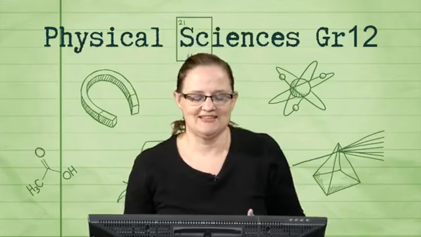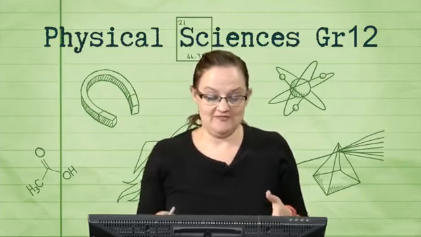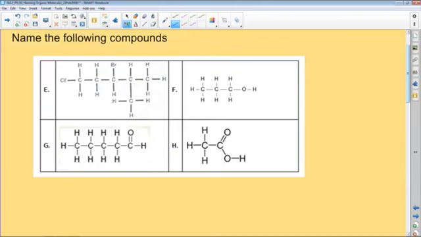All right, grade 12s, let's see how you've done. And actually, out of these four that we've got left here, E is probably the most difficult that you've got to look at. So now we look at E and we go, okay, we've got to find the longest chain. It's got to have the chlorine and the bromine in it.